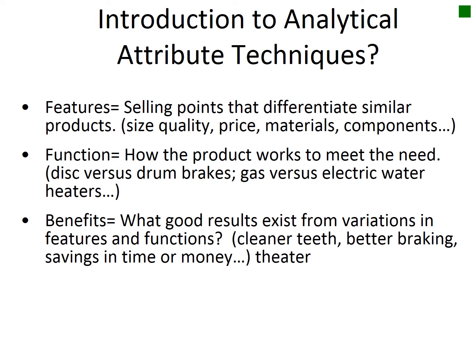So again, the features are the selling points of the product that differentiate one version or one product from another, one brand from another. The function of the product is what is actually done in order for the product to be used. The benefits are the results of the function being performed that the product has. And so all three of these could be thought of as elements or attributes of a product, and they could be differentiated as such.